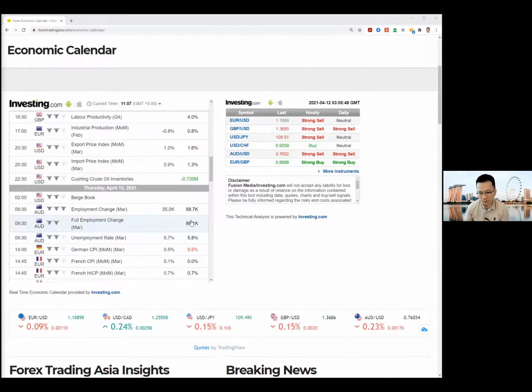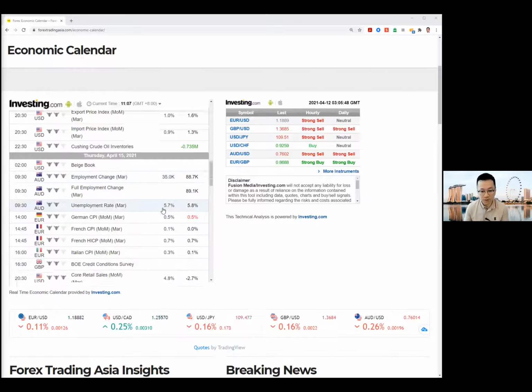The full employment change, don't worry about that. Look at employment change numbers, possibly going from 88K last month, this month looking at 35K. Again, if this is a good positive number for employment change, what this signifies is that more people are working, more people are getting employed in the Australian economy. So this could again bring some strength to the Aussie dollar.